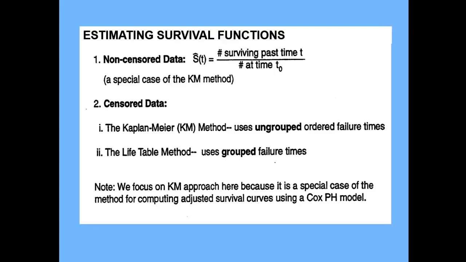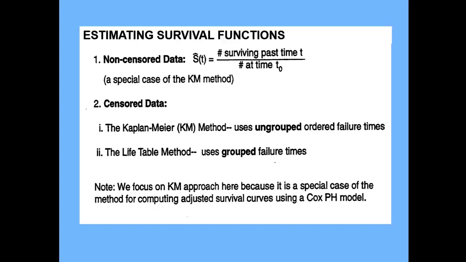You're not going to understand anything. Well, I'm still going to try to make you understand this anyhow. Now, estimating survival functions. There are two things I'm going to describe. If it turns out nobody's censored, you have non-censored data, everybody failed, there's a very simple way to estimate the survivor function.